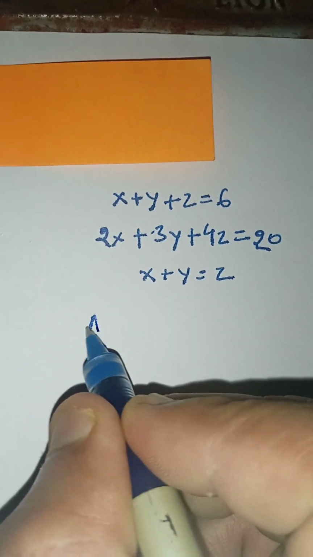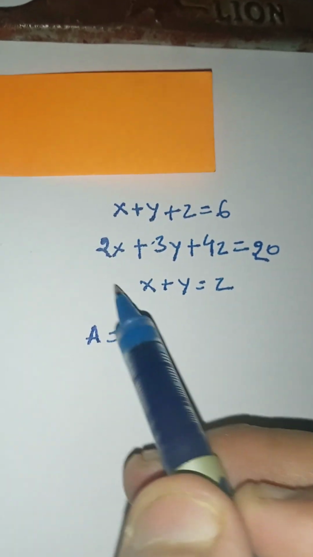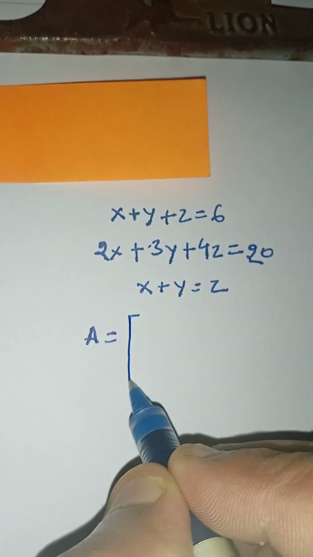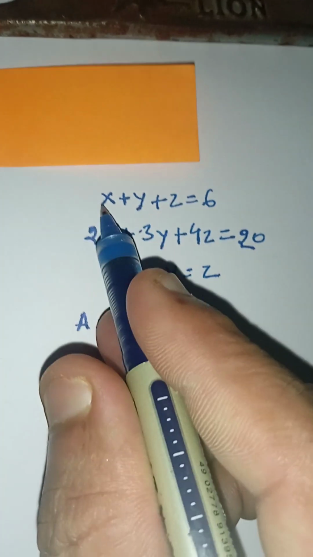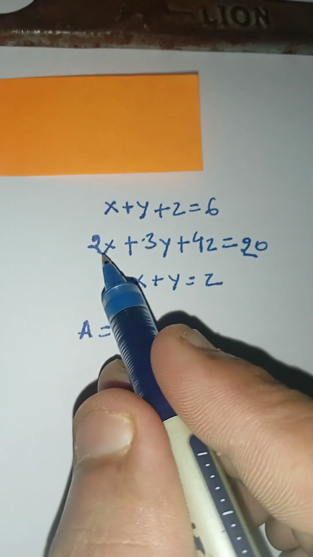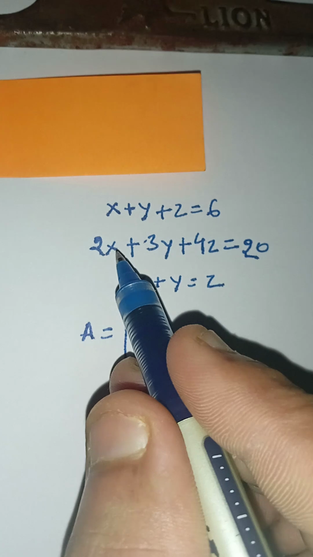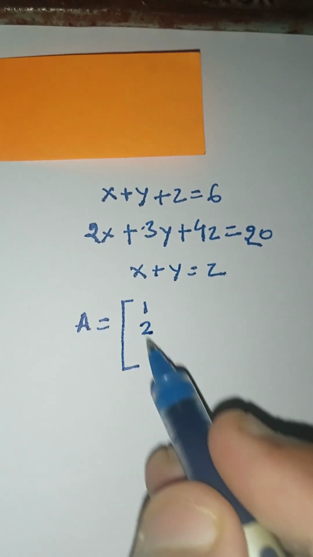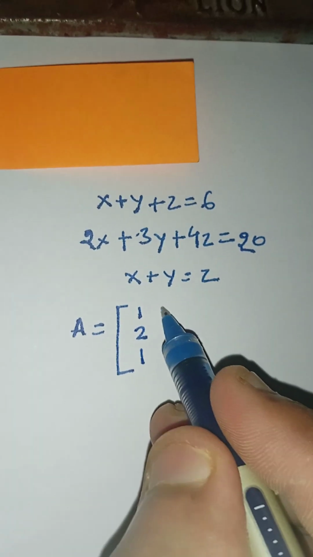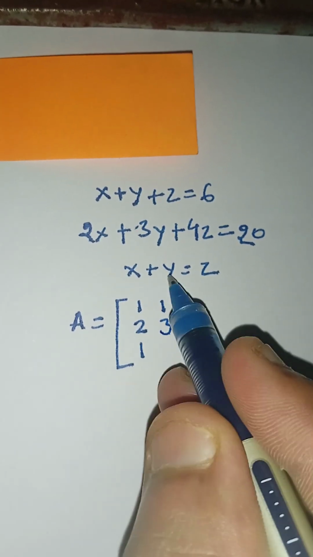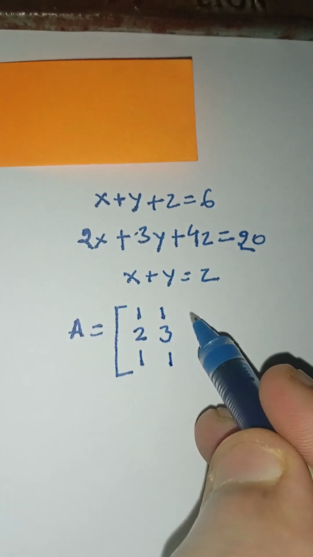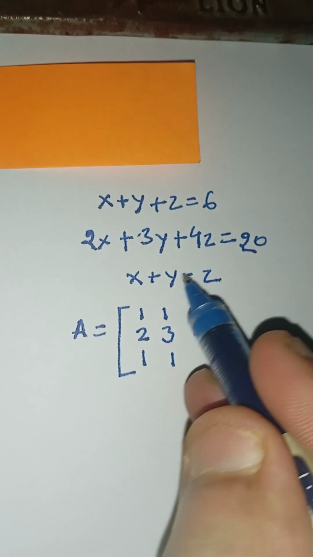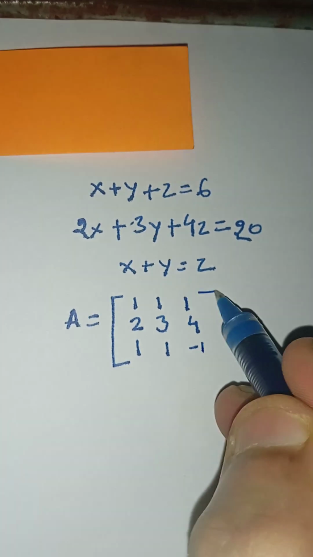First we let our A matrix, where we write all the constants related to x, y and z. So they are 1 here, in the first equation the coefficient of x is 1, and similarly in the second equation the coefficient of x is 2, and in the third equation we have 1. Similarly for y, that is 1, here 3, and here 1. For z, 1, 4, and when we take z to the left hand side, it becomes -1.